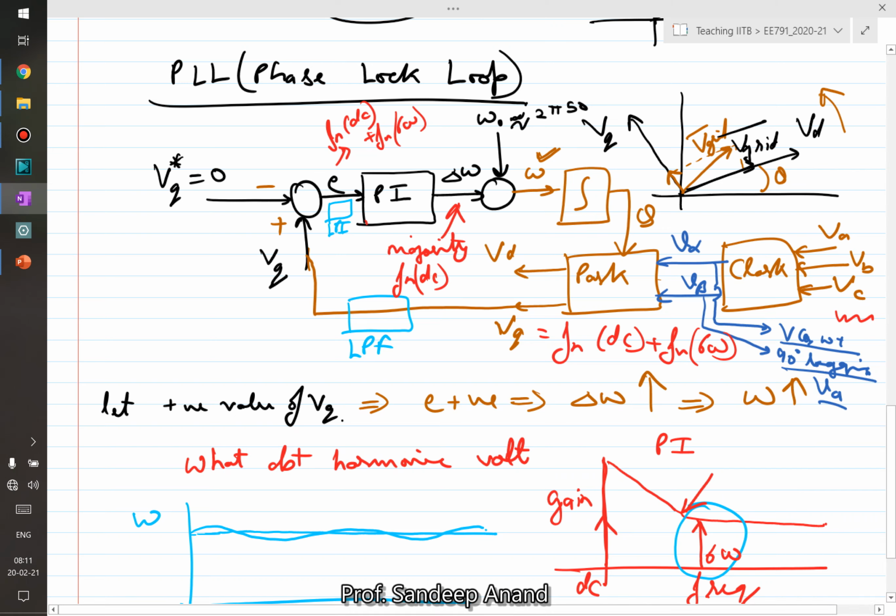The only thing is, now you need to generate V alpha and V beta, where V alpha you can assume to be the A phase voltage itself. And V beta would be the 90-degree lagging version of V alpha. So, as I've told you before, you can either store those values and phase shift by 90 degrees, or you can integrate. You can use either option, and both of them can be very easily implemented in a digital control system, such as a microcontroller.